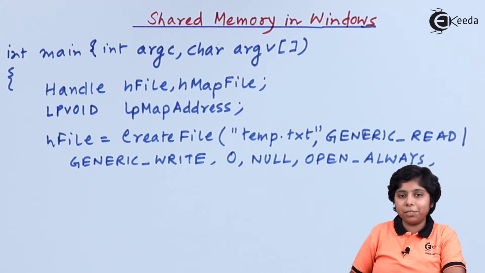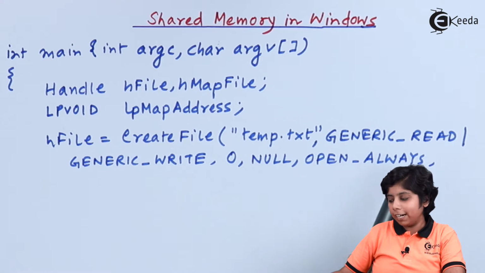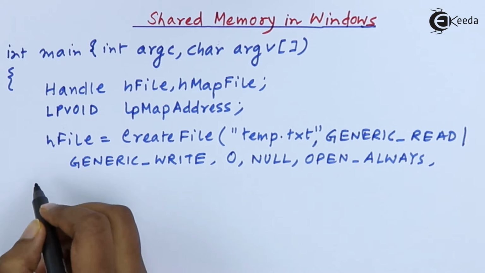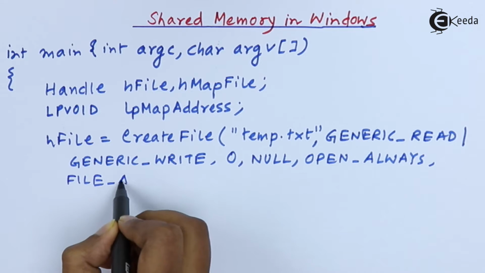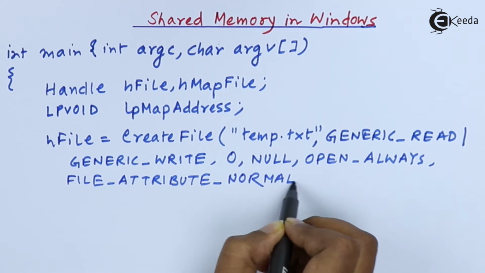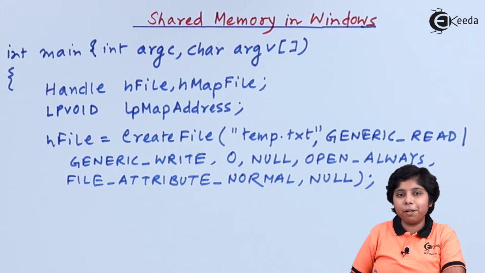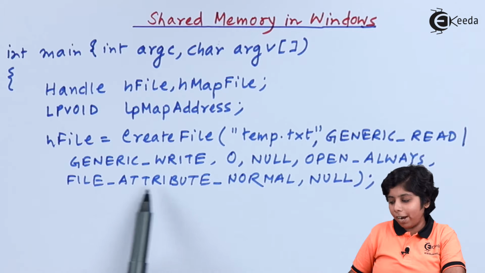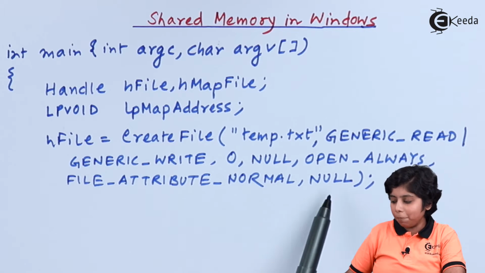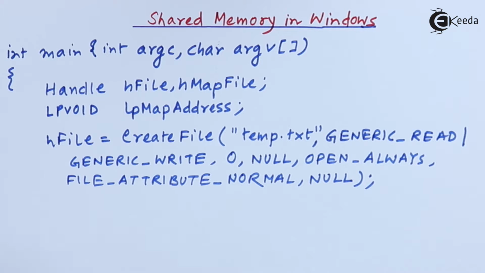By the next three parameters, we are indicating that there is no sharing of the file, default security, and the file will be opened always. And the last two parameters of the CreateFile function are the file attribute normal, that is the default file attributes are given, and by this NULL we are specifying that no template is being added here.